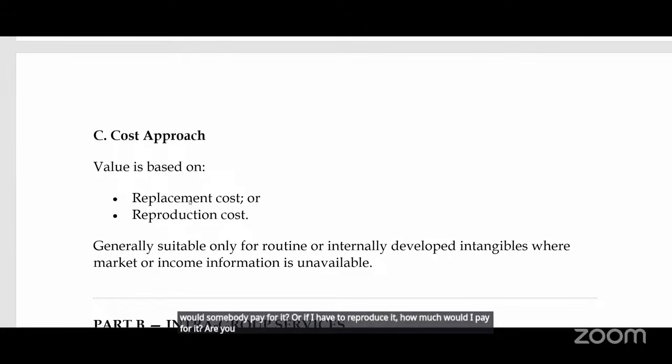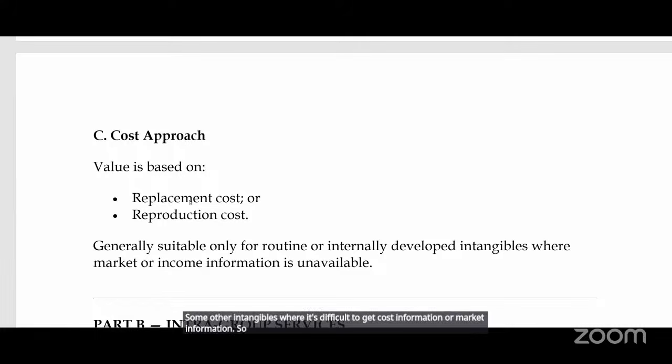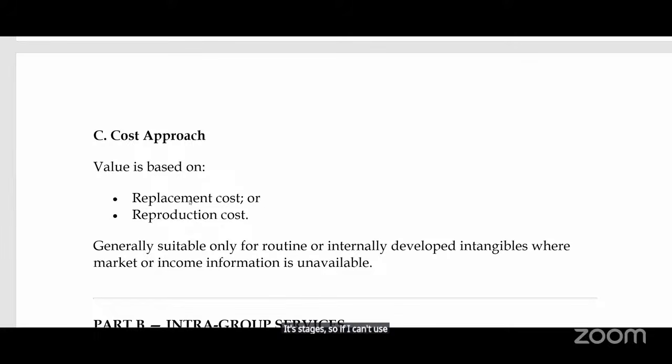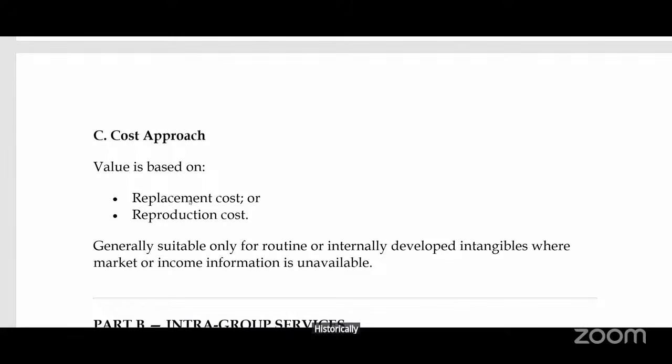So the cost approach, mostly we use it for internally generated intangibles or some other intangibles where it's difficult to get cost information or market information. So the levels I've given you are actually, when you go to IFRS 13, stages. If I can't use the discounted cash flow approach, I use the market approach where comparables exist. If I don't have that, I now have to use the cost approach. And the cost approach is mostly for internally generated intangibles and things that require routine functions, because cost is mostly historical in nature. So it's the less reliable of all of them, but these are how to value intangible assets.